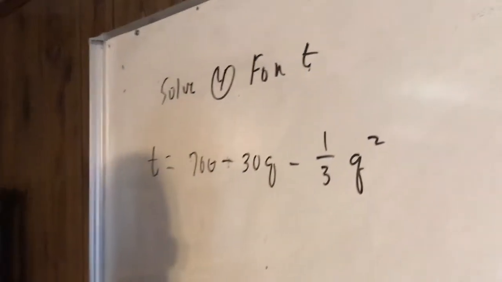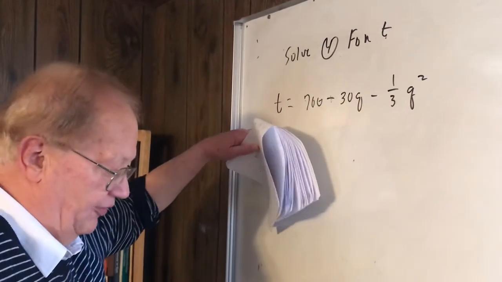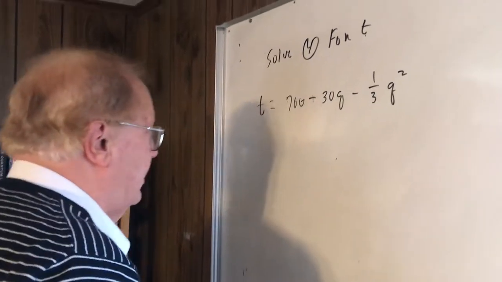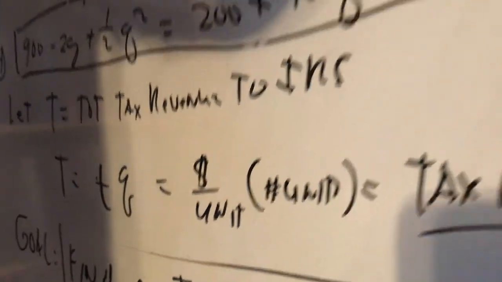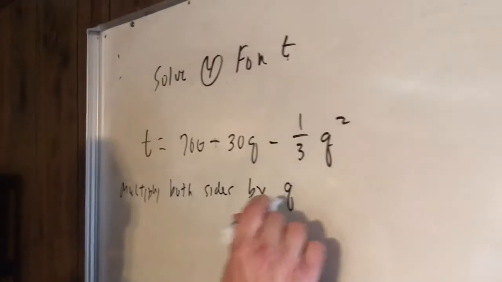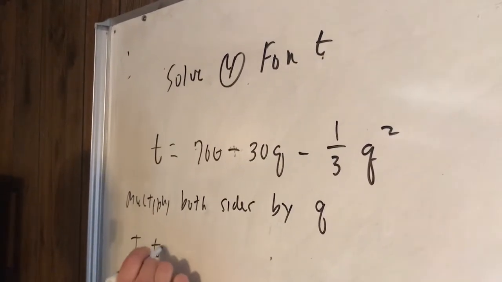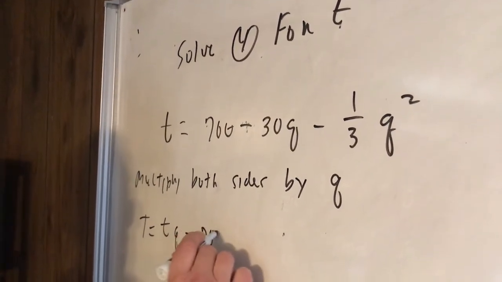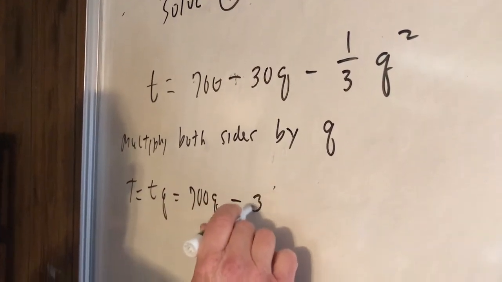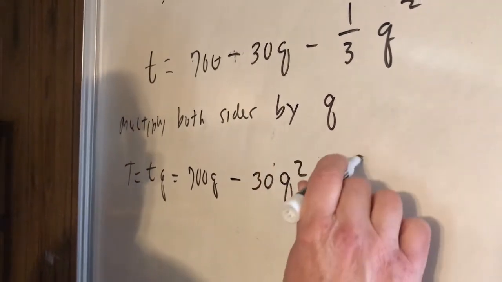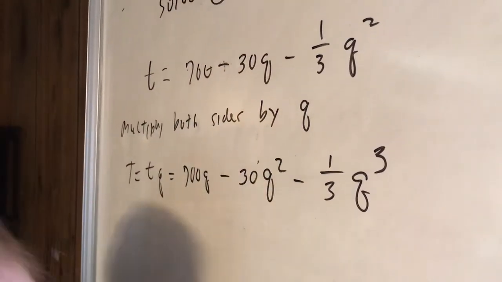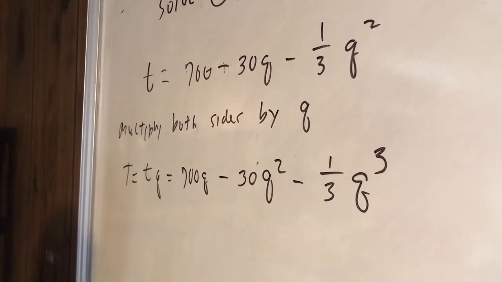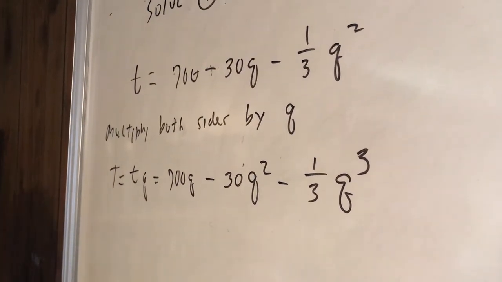But as I said before, I'm not interested in little t, the tax per unit. I'm interested in big T, so I have to multiply both sides by Q. So now T is going to be equal to TQ. And I'm going to get 700Q minus 30Q squared minus 1/3 Q to the third. And that becomes my tax revenue equation. Now I want to maximize T.